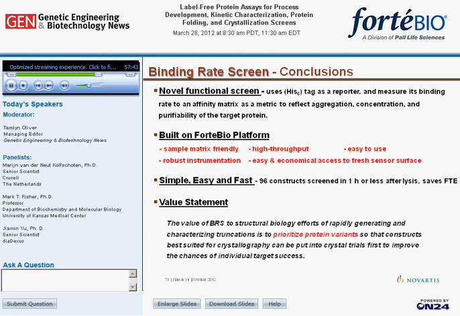And since 96 constructs can be screened in 1 hour or less, the method is very fast and easy to use. I would like to say that the value of the binding rate screen to structural biology efforts of rapidly generating and characterizing truncations is to prioritize protein variants so that the constructs best suited for crystallography can be put into trials first, to improve the chance of individual target success. It does not guarantee that you will get crystals and structure.